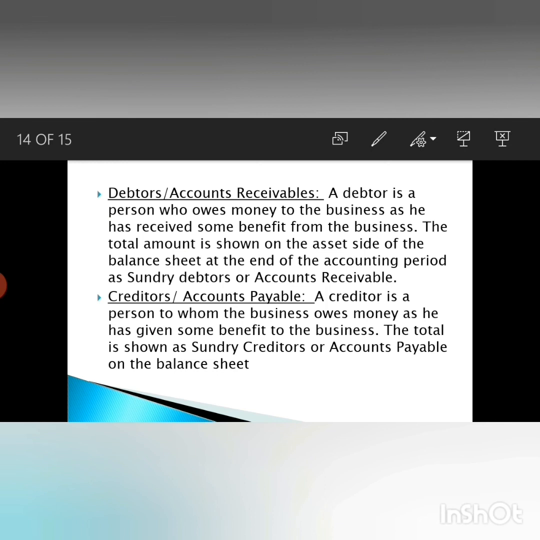If the business buys goods on credit from someone, the person becomes a creditor to the business because the business has taken a benefit, that is, bought goods from the creditor. It is liable for the business to pay him the money. So the creditors or the accounts payable should be shown on the liability side of the balance sheet.